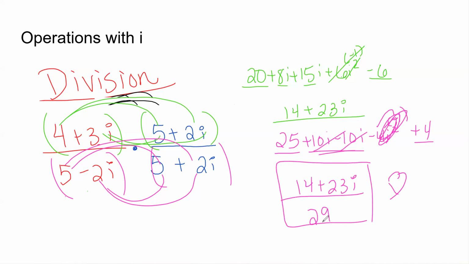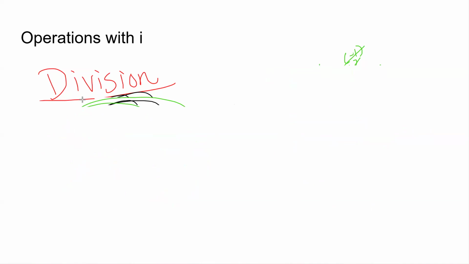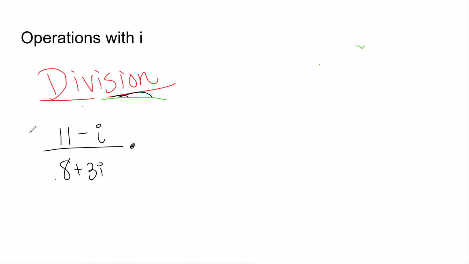Woof! I'll do one more, and then I'm done. This is about as hard as i division gets. Again, this is for like an Algebra 2 class. Let's do 11 minus i over 8 plus 3i. To get it off the bottom, we're going to multiply by the bottom's conjugate, which is a fancy word for keep what you see, flip the sign. To be fair, you then have to do it on the top.